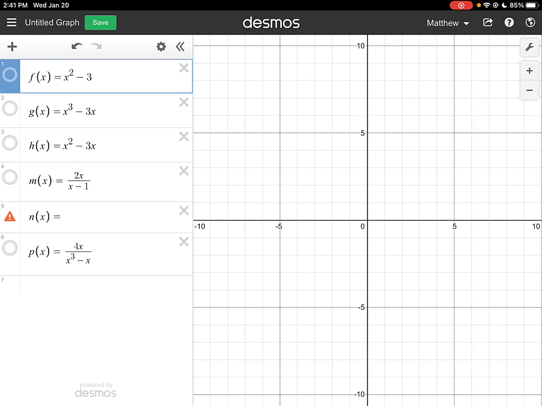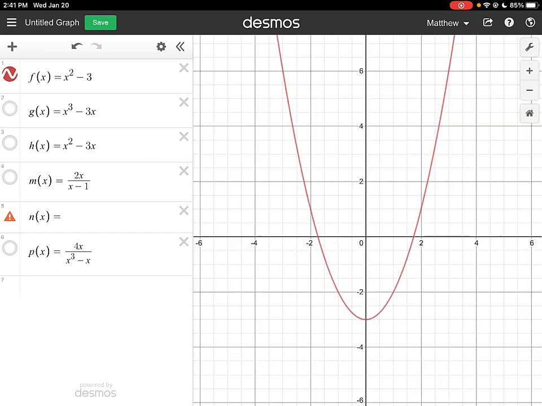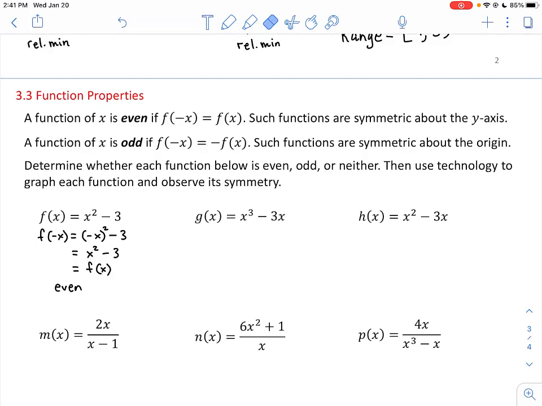So the first one is f of x. And notice the symmetry. This is symmetrical across the y-axis. This is called an even function. Okay, let's go to the next one.